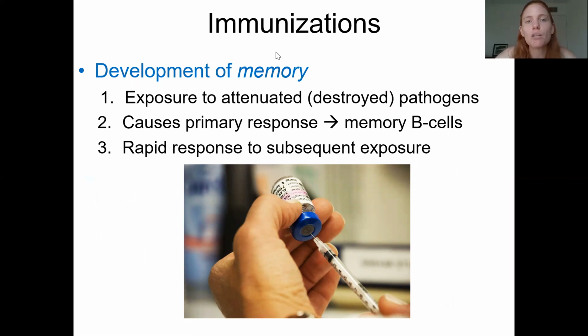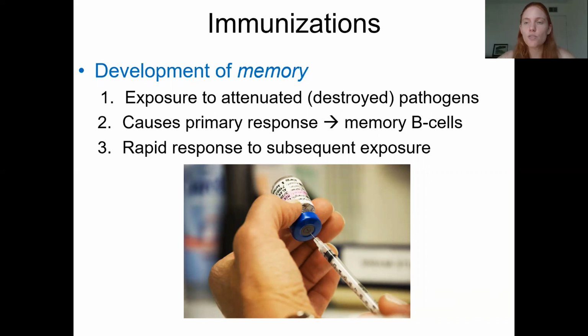pathogens by doing immunizations. What immunization means is you take the thing that made you sick, the pathogen, and you kill it in some way. You can do what's called attenuation, which means you destroy it, or sometimes you just take a piece of it. And so you have something that could elicit a response. You then take that and you inject it into a person.